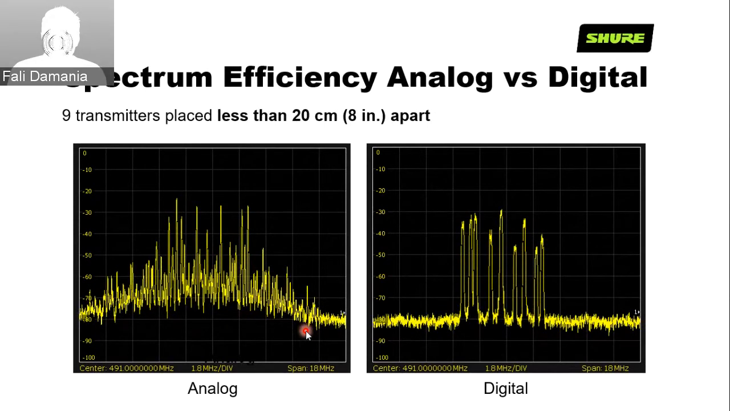This is the more practical situation where you have a lot of transmitters in close proximity. When you think of a corporate meeting room or a breakout room, you very often have round tables with a lot of speakers around the table in quite close proximity. And now, as you can see, the digital spectrum still looks very clean, but the analog spectrum is now pretty noisy.